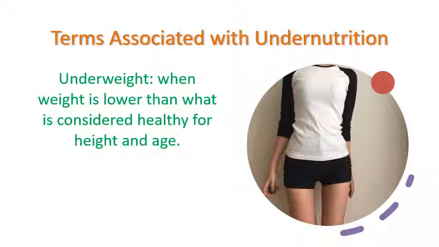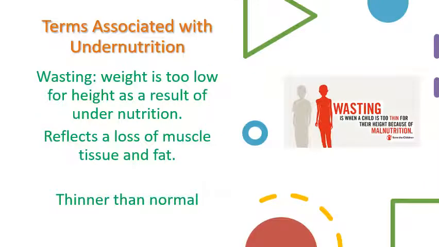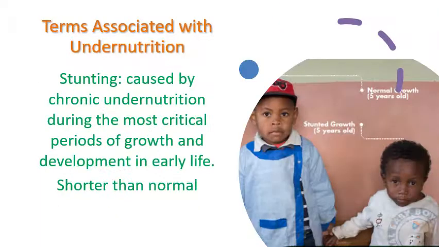One term associated with undernutrition is the term underweight. Underweight is when your weight is lower than what is considered healthy for your age. Wasting occurs when the weight is too low for height as a result of undernutrition. It reflects a loss of muscle tissue and fat. Wasting is when a person is thinner than normal for their height because of malnutrition.